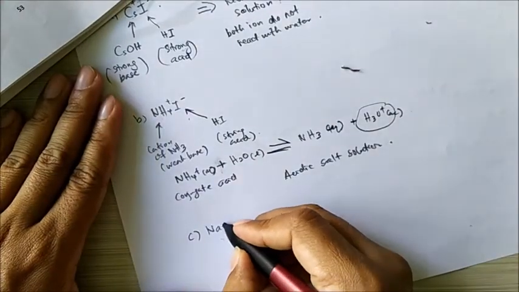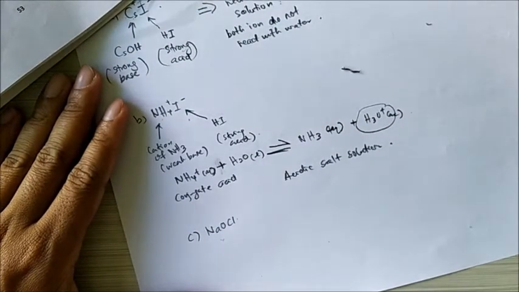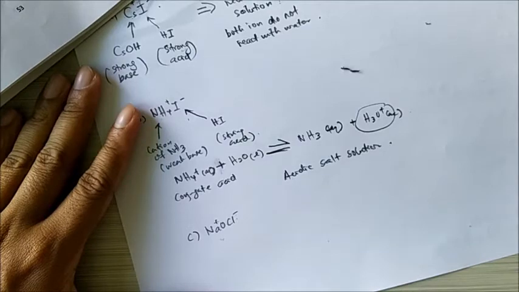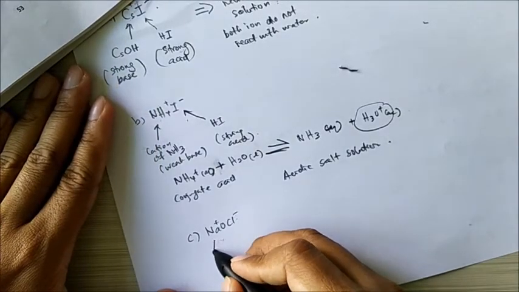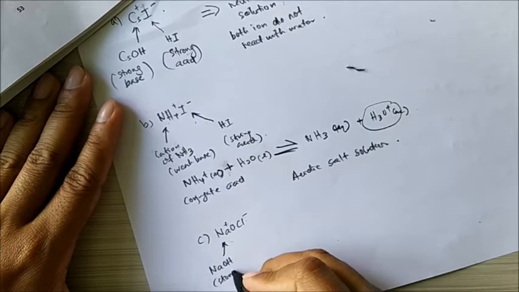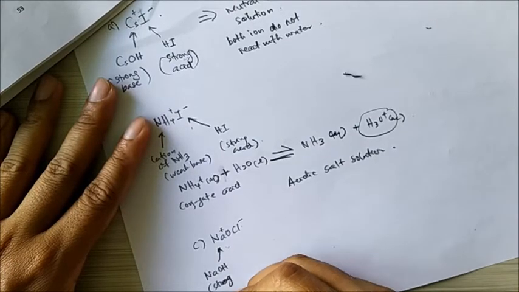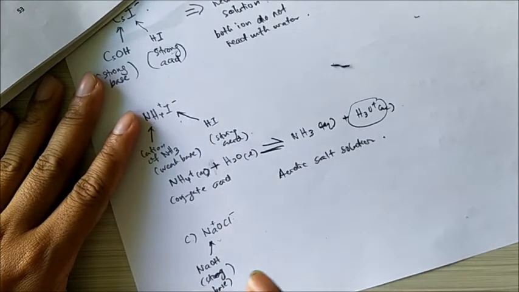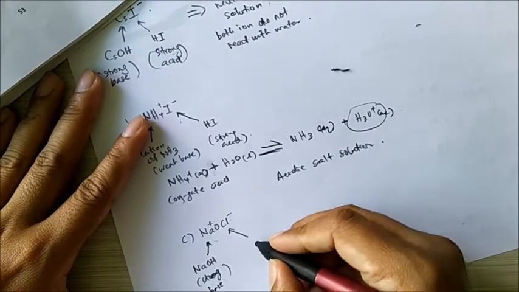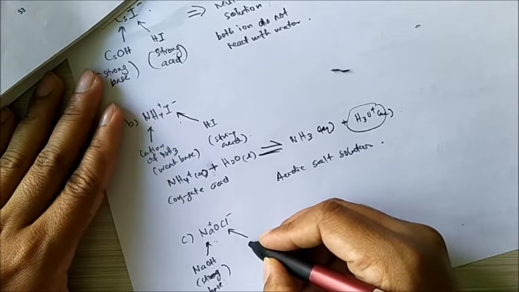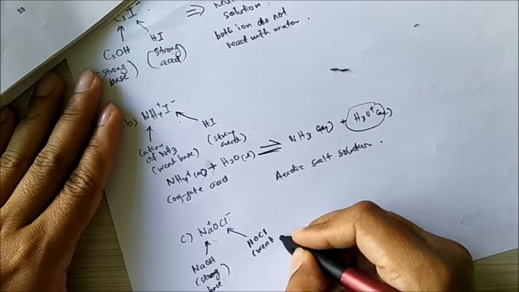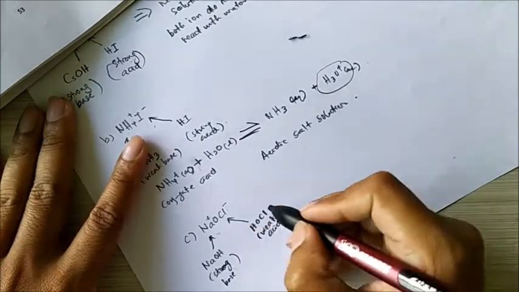Okay, what about C? C is NaOCl. So you have Na plus and OCl minus. Sodium is the cation of a strong base, so it does not undergo hydrolysis with water, whereas OCl minus is the anion of HOCl, which is a weak acid.